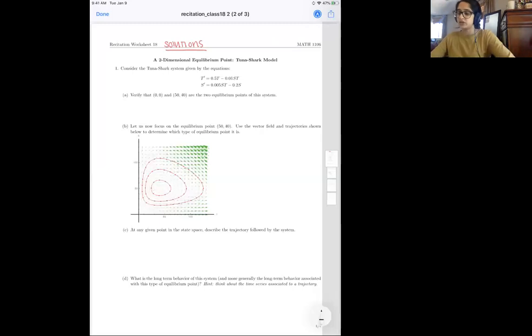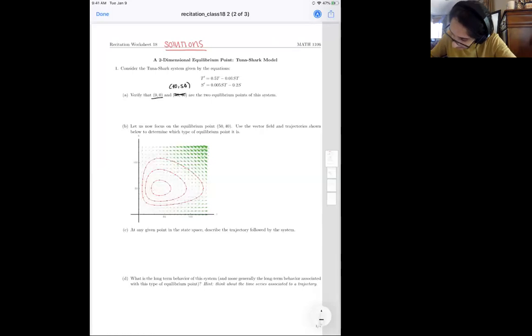The first question we're going to look at is: consider the Tuna-Shark system given by the equations T prime and S prime. We wish to verify that 0, 0, and actually I'm going to call this 40, 50, are the two equilibrium points of the system.